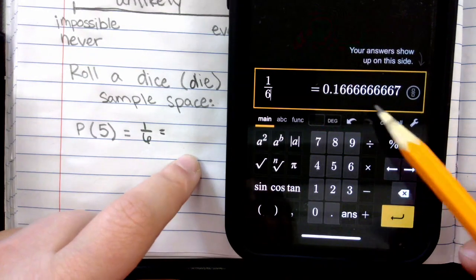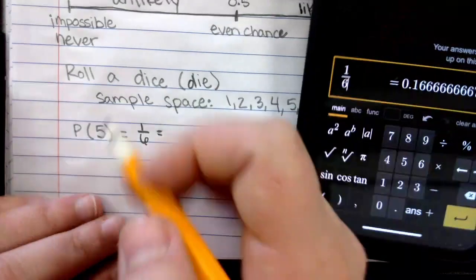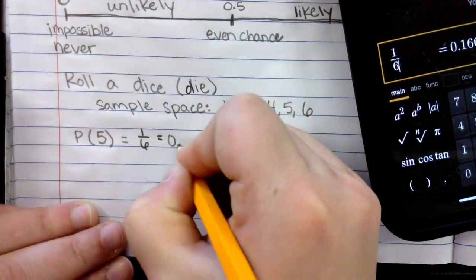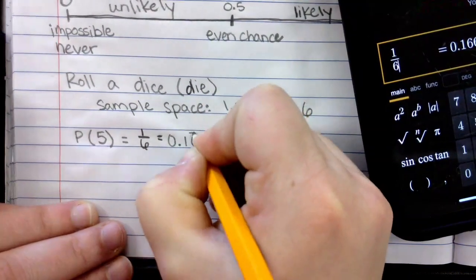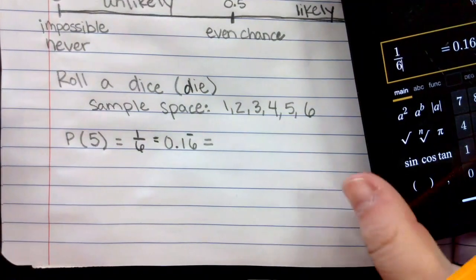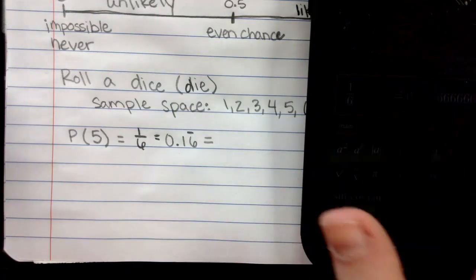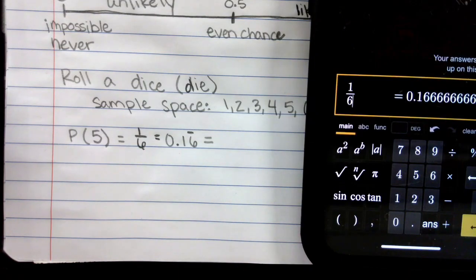We could do times what? What does percent mean? Out of how many? 100. So we could do times 100, and we see it's about 16.6%. So do I want to round that to 16% or round it to 17%? 17%. Good.